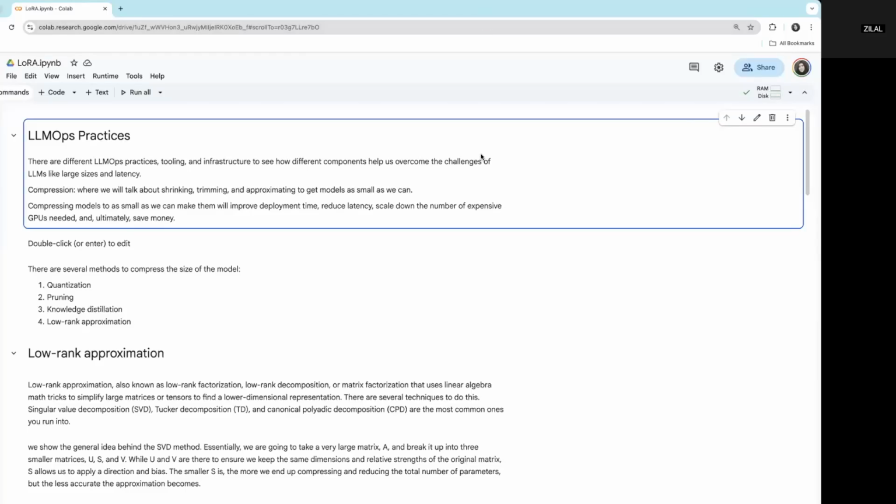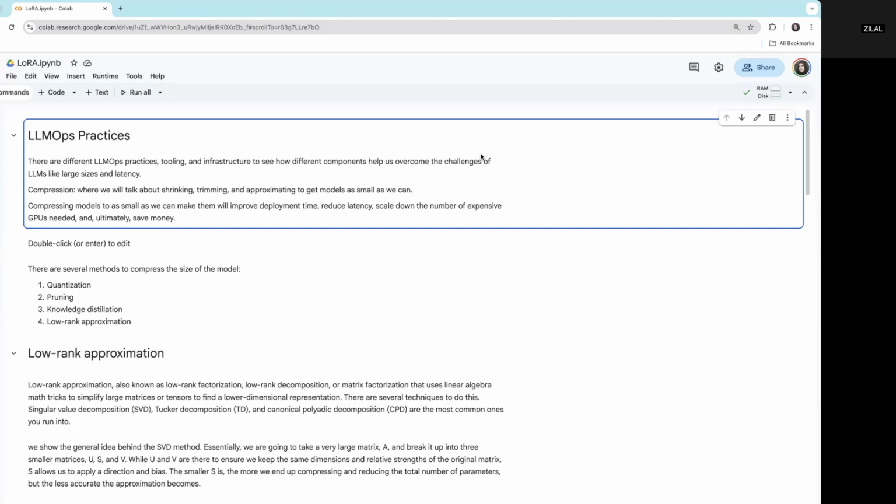I was working on deploying one of the large language models on AWS, and one challenge was how can I reduce the latency? There are different large language model operations practices, tooling, and infrastructure to see how different components help overcome the challenges of these large language models.